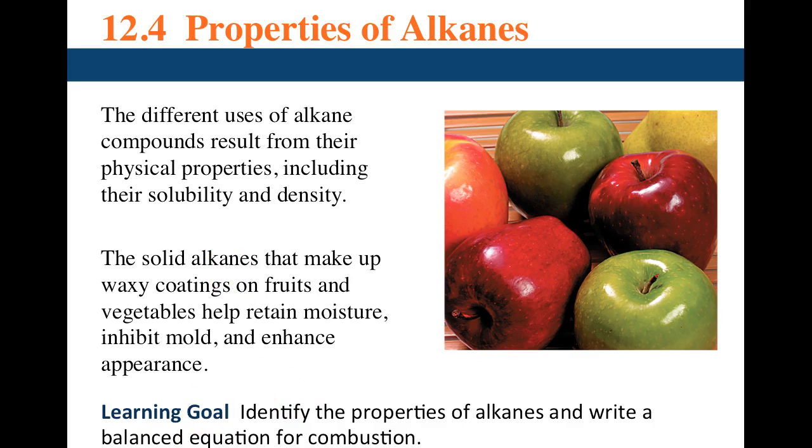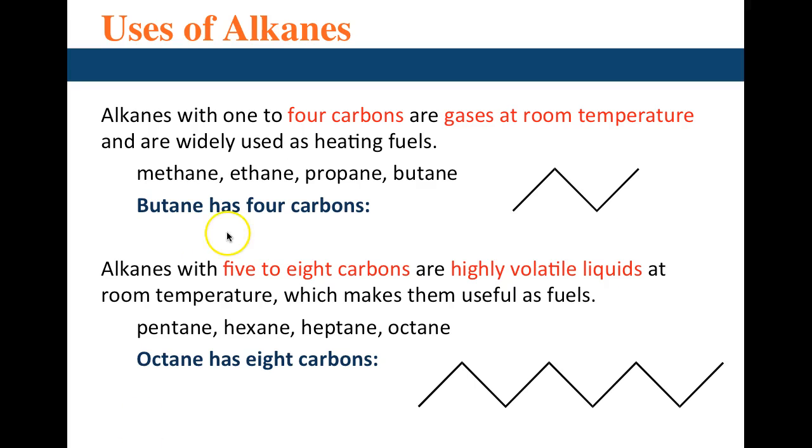Okay. So as you can see, octane, 8 carbons, that's gasoline. So it's a liquid at room temperature. So 4 carbons or fewer are gases at room temperature. Between 5 to 8 are volatile. Volatile means that they easily evaporate. Doesn't take much. They have very low melting points. They have low boiling points, so they evaporate quickly.